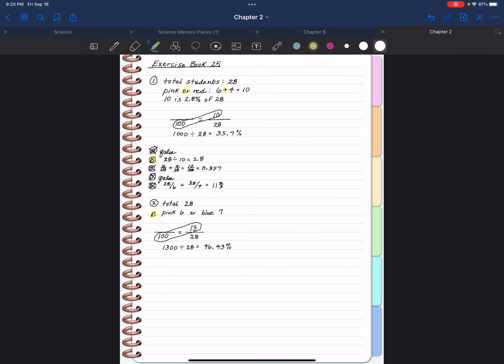So let me check this page while I have you here with me. This is page 25. Number 1 is B and number 2 is E. So we are good on those, and I'll stop the video before moving to page 26.